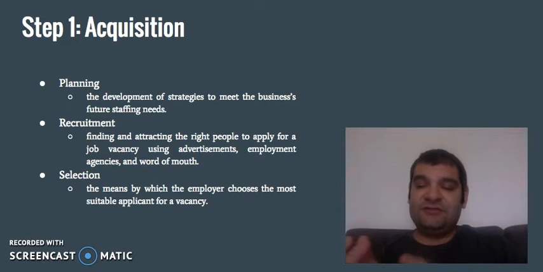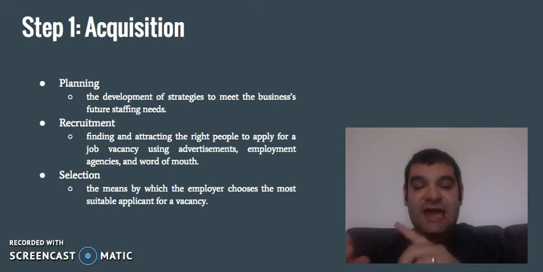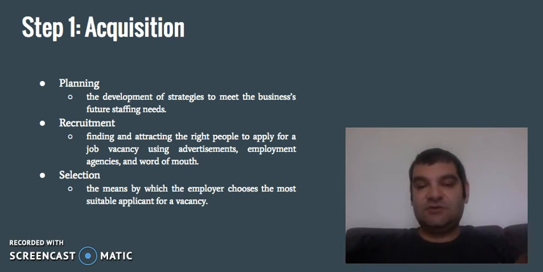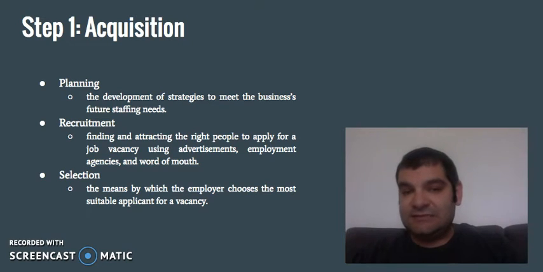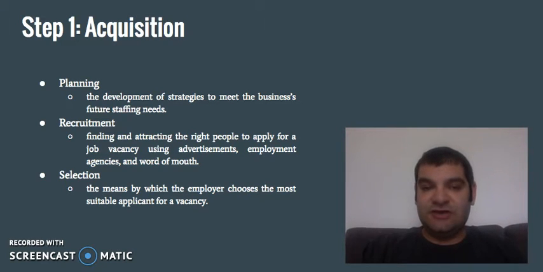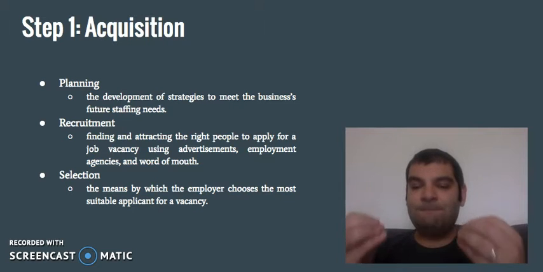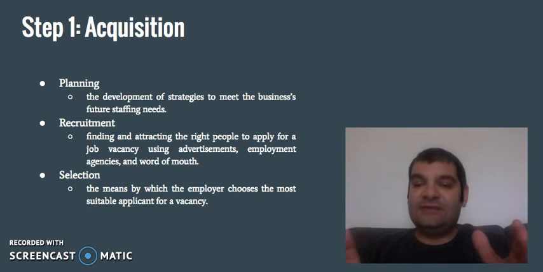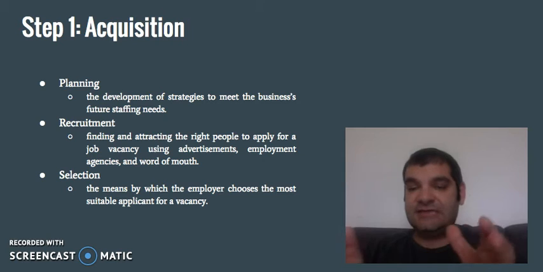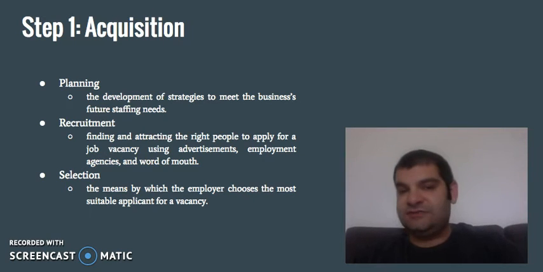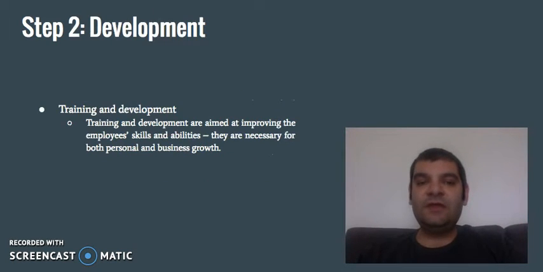So they need to identify the skills, qualifications, and experience of each applicant, then relate them to the skills, qualifications, and experience needed in the advertisement and the job specification that they started with, in order to achieve the closest match. And then they'll make their choice and say, well, this person X as opposed to person Y fits the criteria better. Step two in human resources is development.